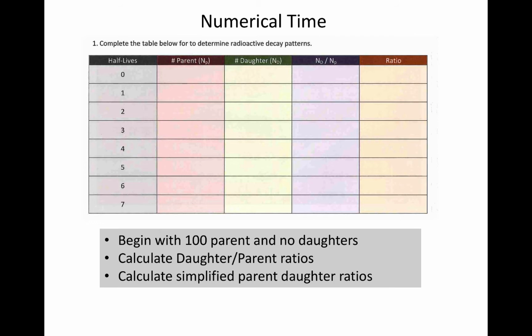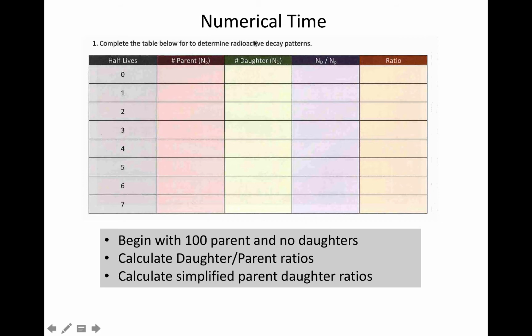Hi class, I'm here to talk to you a little bit about numerical time or absolute time. For this part of the Geologic Time Lab, you're going to be working with half-lives, parents, and daughter numbers, really. And we'll talk about what those units are, and then ratios. You'll be using your ratios to evaluate the number of half-lives that have elapsed, and then apply that to calculating numerical or quantitative ages for the parts of the lab that have been assigned.